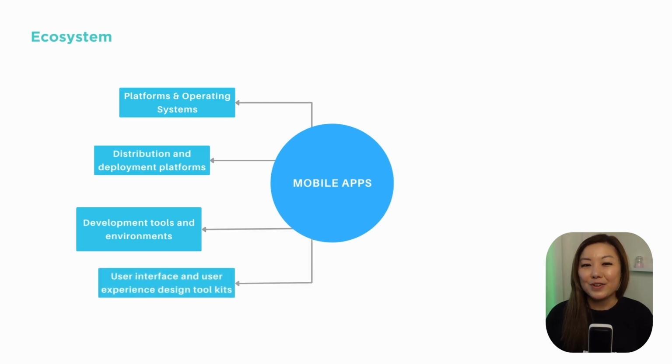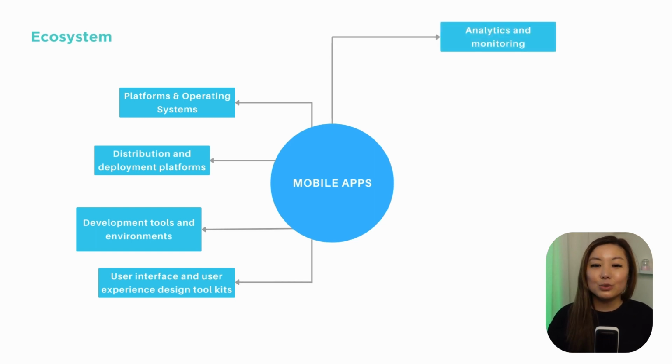Next is the user interface and user experience design toolkits. Now we have design tools such as Figma, Adobe XD, and Sketch to design the UI components. And then we have guidelines specific to each platform's existence. You've got the Human Interface Guidelines for iOS and Material Design for Android. We have analytics and monitoring. Analytics tools such as Firebase Analytics, Mixpanel, and Amplitude for user behavior tracking and app performance. For monitoring, tools such as New Relic and AppDynamics for real-time performance monitoring.